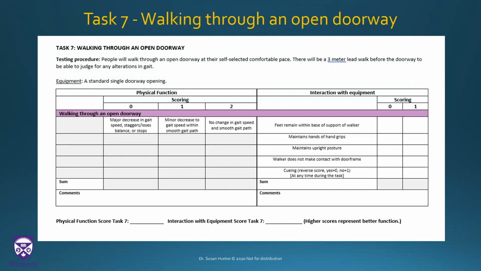So this is a similar sort of feature that you might see with people who have Parkinsonian features, where walking through doorways or over sills becomes problematic for people. Interaction with equipment, again, looks the same. These are the features that our group said were the most important: feet remain within the base of support, hands on the hand grips, they maintain upright posture, and they don't make contact with the door frame.